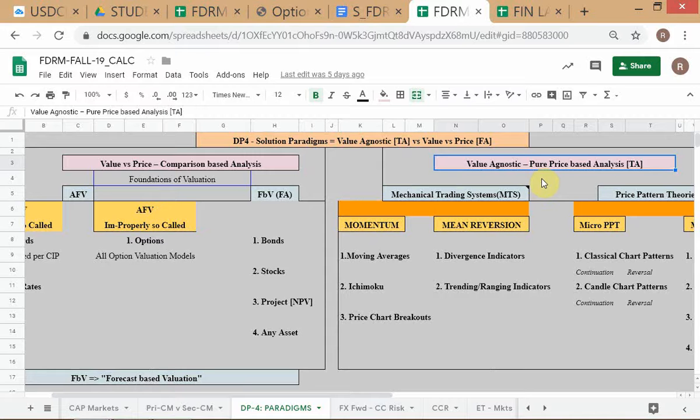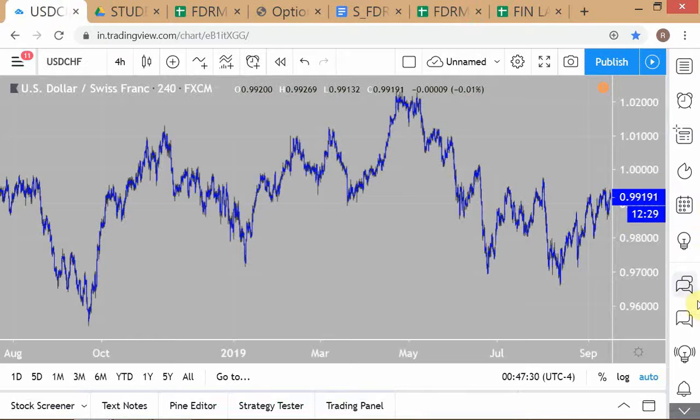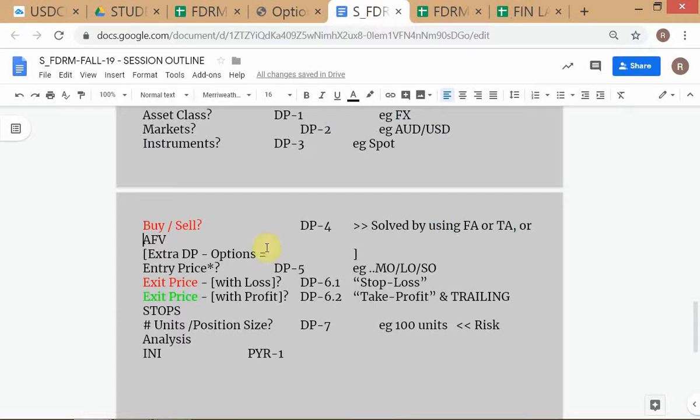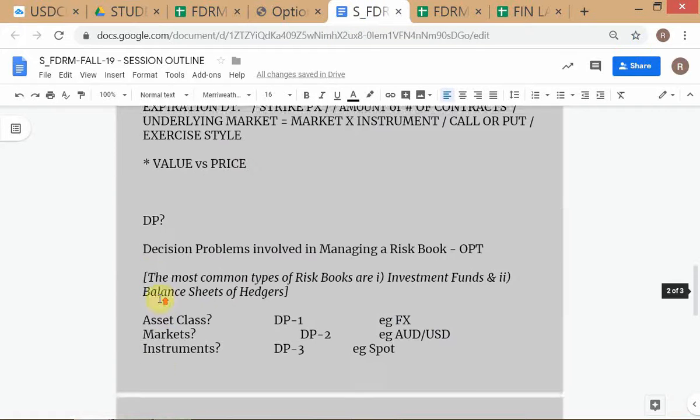So in technical analysis, what you have seen already, we've discussed many times. I look at this chart, I form a view that this thing is going up. I don't really care about value. I'm only concerned with price. So let's understand what is the difference between price and value. And this we should write down here.